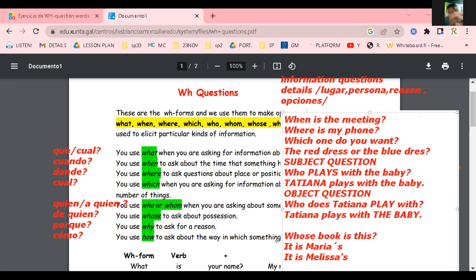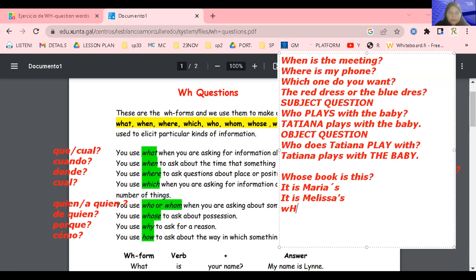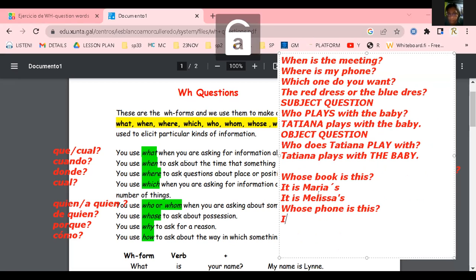Okay. Bien, entonces seguimos ahí con la otra. ¿De quién es este libro? Whose, vamos ahí. Whose phone is this? ¿De quién es ese teléfono? ¿Cómo me quedaría ahí? It's.